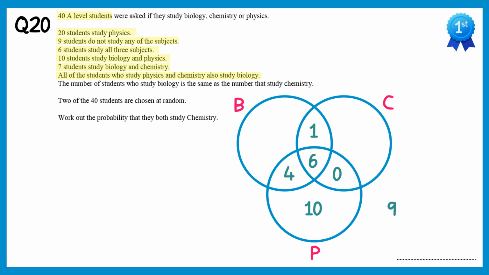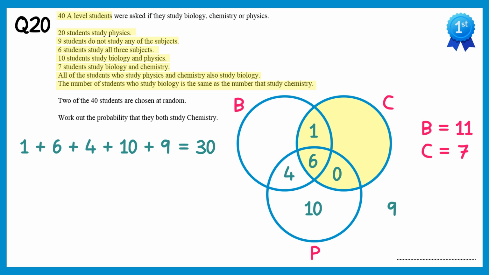We're told there were 40 students in total, so if we add up the students we've assigned so far, 1 add 6 add 4 add 10 add 9, that gets you 30, so there are 10 more students left to assign. We're told the number of students who study biology is the same as the number that study chemistry, so the biology circle adds up to 11, and the chemistry circle adds up to 7.